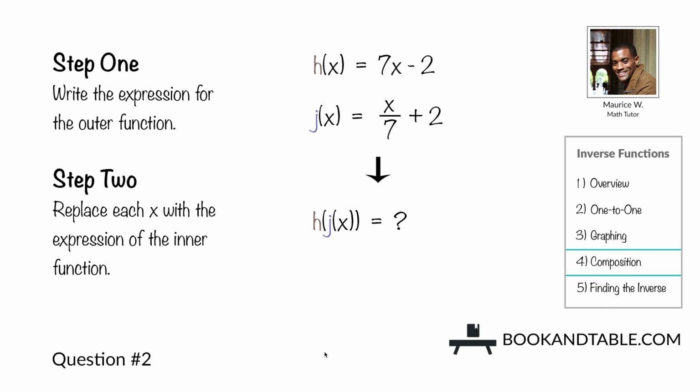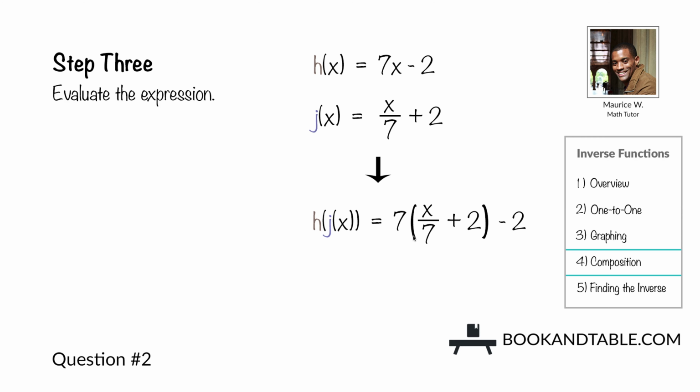Let's now have a look at question number 2. We were given h of x is equal to 7x minus 2, and j of x is equal to x over 7 plus 2. So we'll first test h of j of x to see if we get x as the result. Step 1, write the expression for the outer function, the h function, which is 7x minus 2. And then step 2, we want to replace each x with the inner expression, j of x. So we'll put x over 7 plus 2 here.